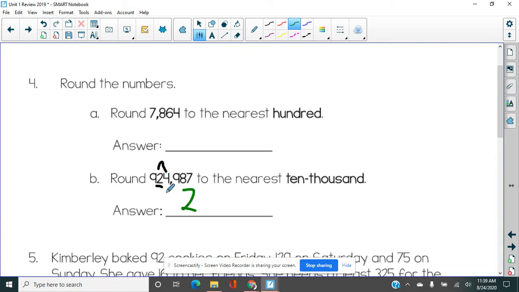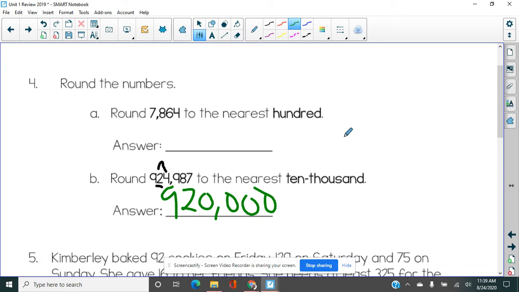Now, what about the numbers after this? What are they all going to become? They're going to be zeros because I'm rounding. However, the number that was worth more than our place value gets to stay right where it was. We're going to keep that number. All right, you try number 4.